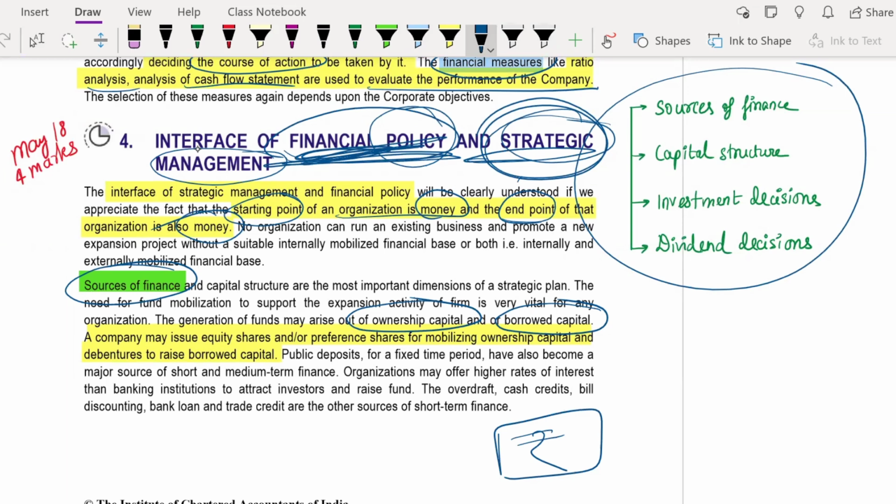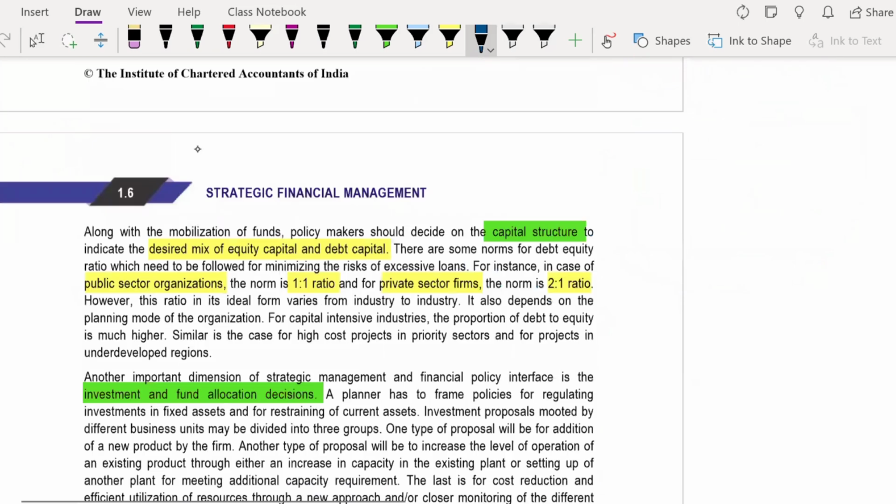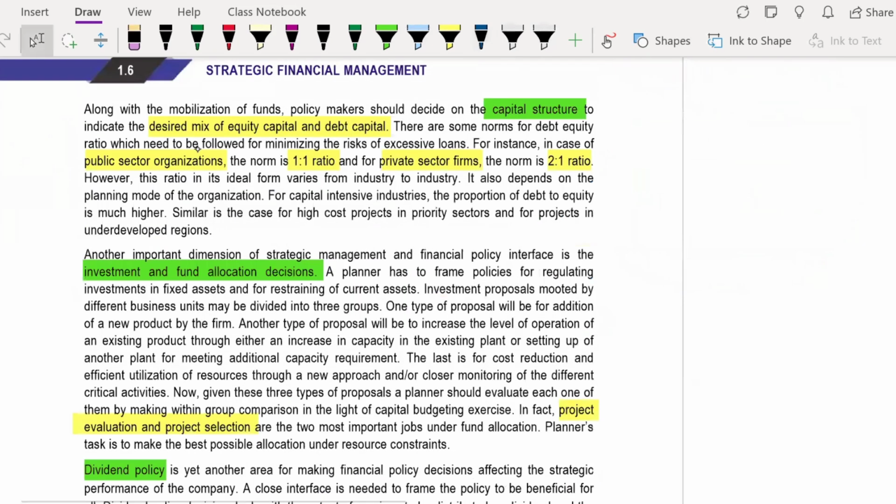So these strategies you make up now, and according to that you make up the financial policy. A company may issue equity shares or preference shares for mobilizing ownership capital. So in case you want to keep it as owners' capital only, you'll try to issue equity shares and preference shares. And in case you want borrowed capital, then you will issue debentures. Depending on what kind of mix you want, the sources of finance is decided. So this was the first point. The second point is about the capital structure.